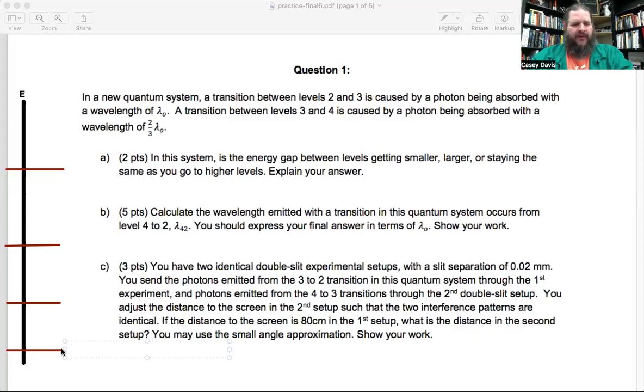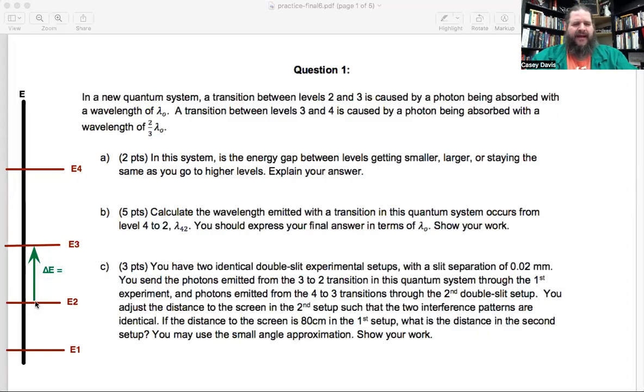So let's say this is energy level 1, energy level 2, energy level 3, and energy level 4. And we know that if you start at a certain energy level and you want to transition up to the next energy level, like let's say you start at energy level 2 and you want to transition to energy level 3, that's going to cost some delta energy.